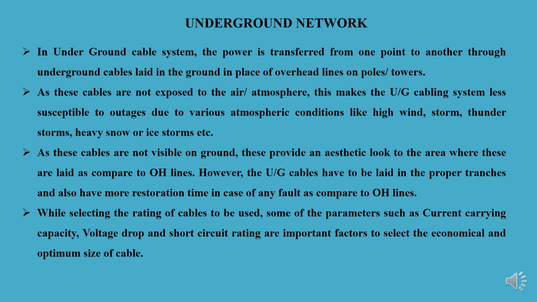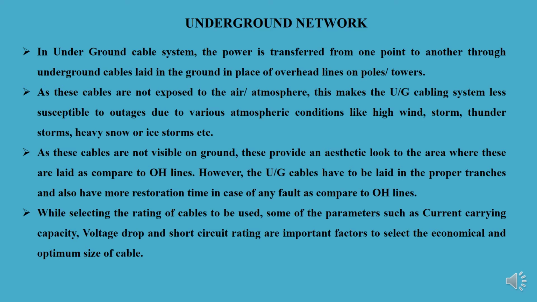As the cables are not exposed to the atmosphere, the underground cable system is less susceptible to outage due to various atmospheric conditions like high wind, storms, thunderstorms, heavy snow and ice storms, right? If it is an overhead network system, high wind affects the system. If there are storms, thunderstorms, heavy snow or ice, then the overall network system may be affected.